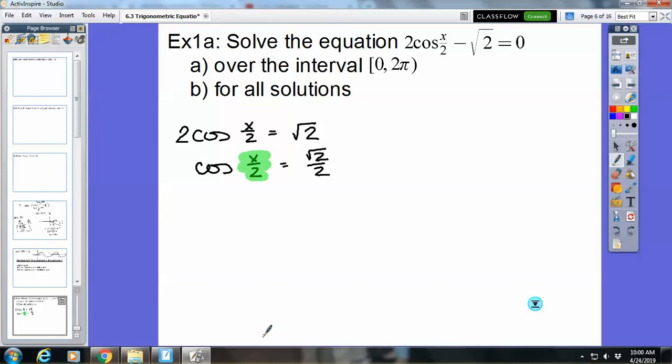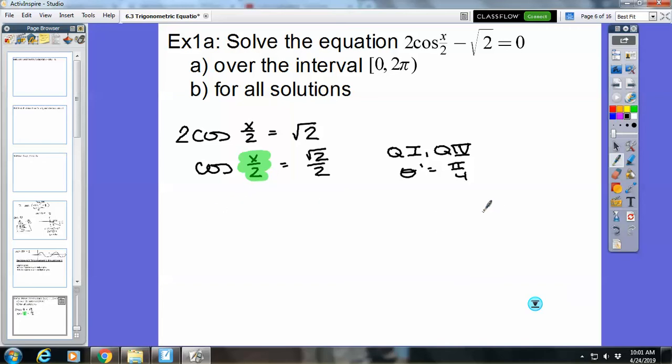So right now we're going to stop and we're going to evaluate. Cosine is equal to a positive. When is cosine positive? Reference angle, we are in radians. When is cosine radical 2 over 2? 45 degrees, which is pi over 4 in radians.